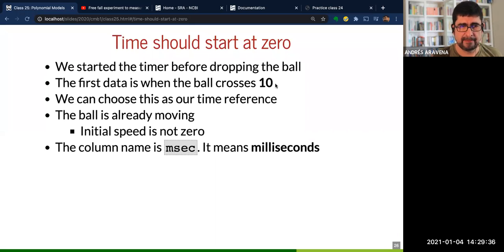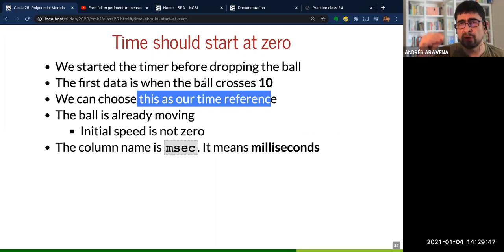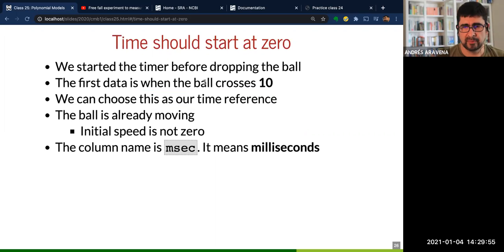I should have the picture here, but this will be our time reference. When the ball crosses the 10, that will be my time reference. I need to do that in order to make all replicas compatible. So the problem is that in that case, the ball is already moving, so initial speed is not 0.